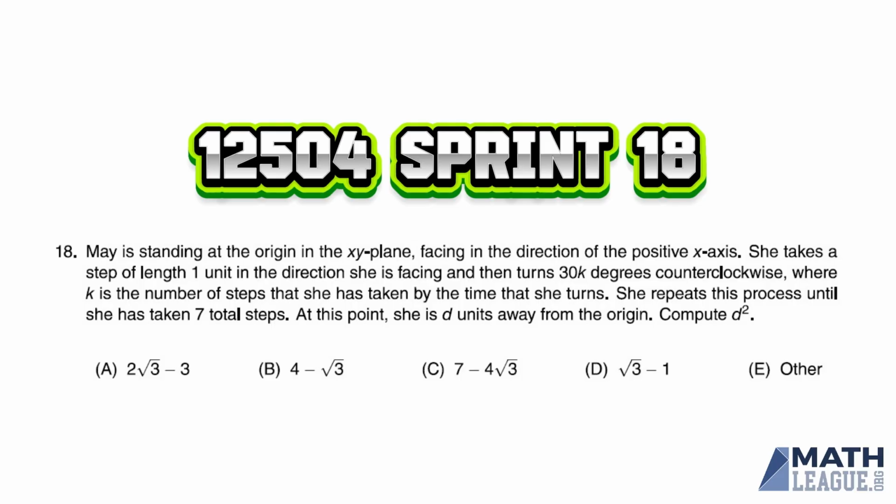She repeats this process until she has taken 7 total steps. At this point, she is d units away from the origin. Compute d squared. Well, first of all, we can figure out the degrees counterclockwise to which she turns from the positive x-axis for each step.